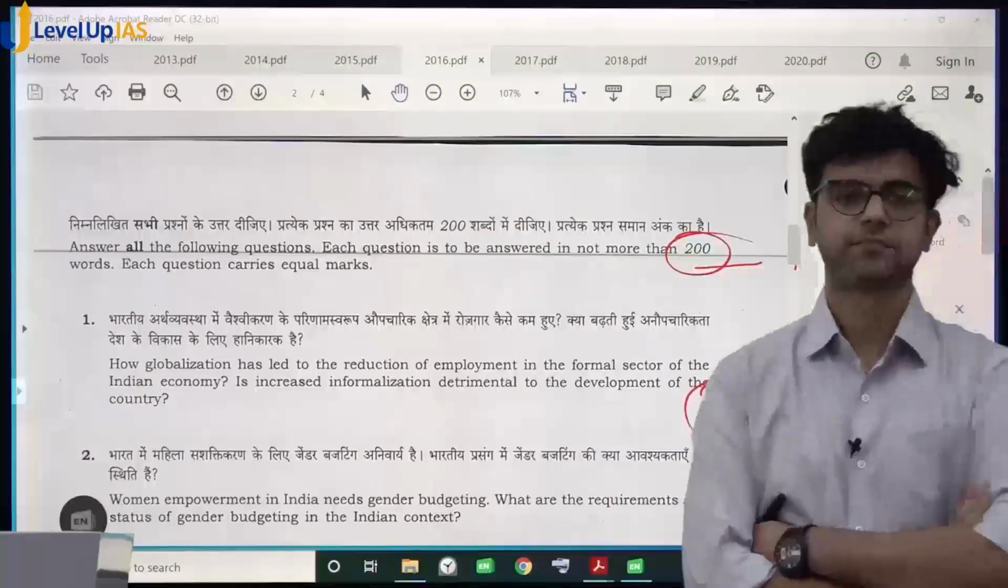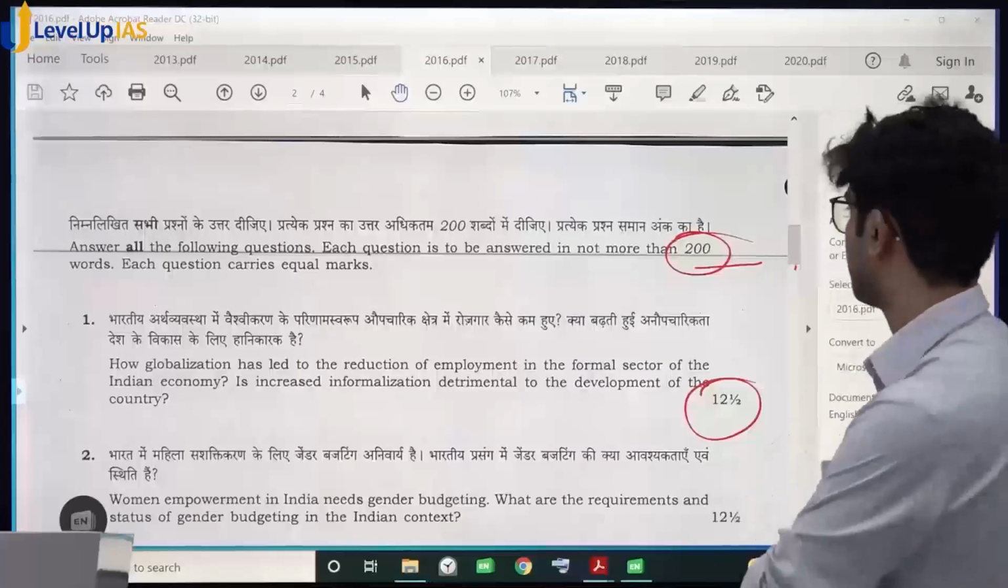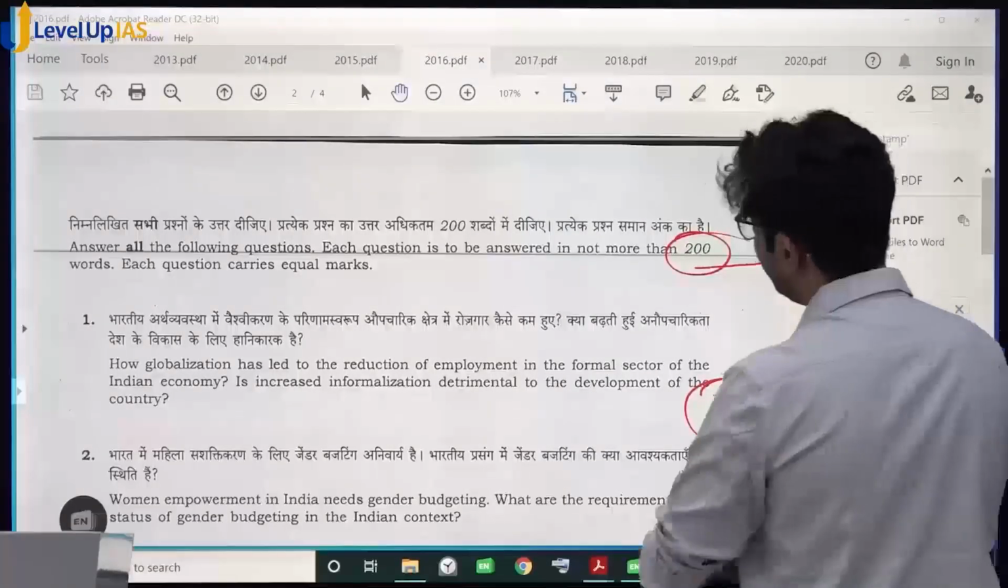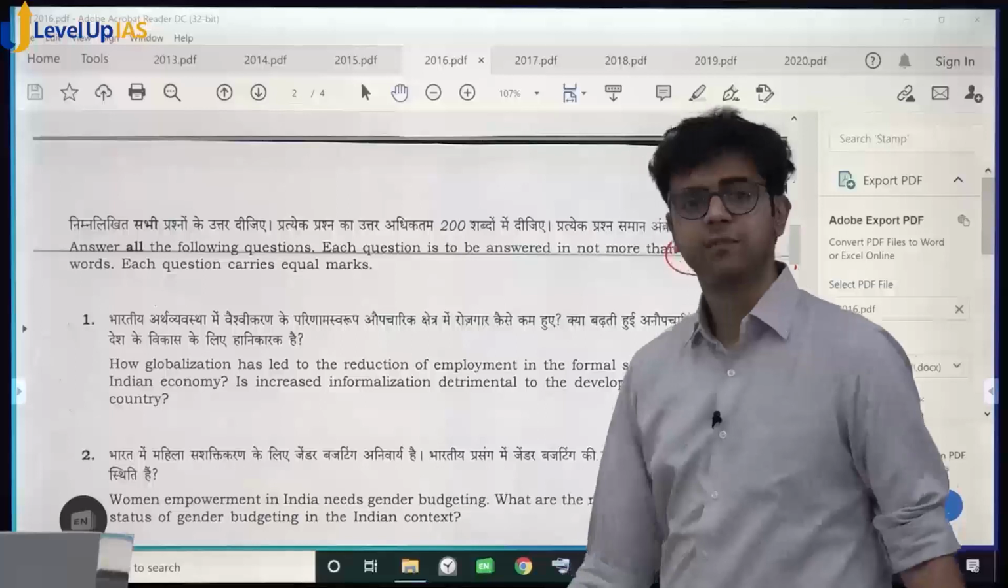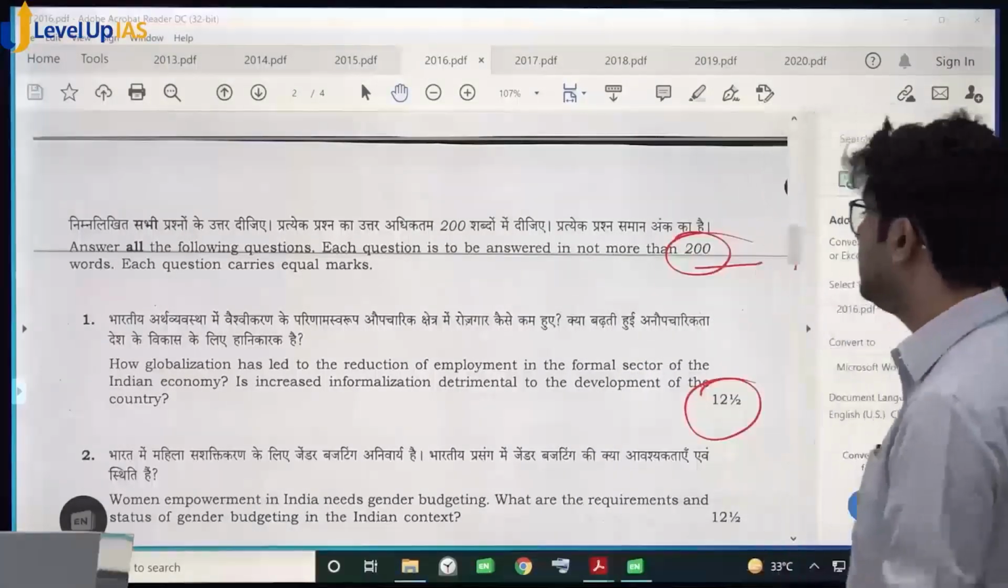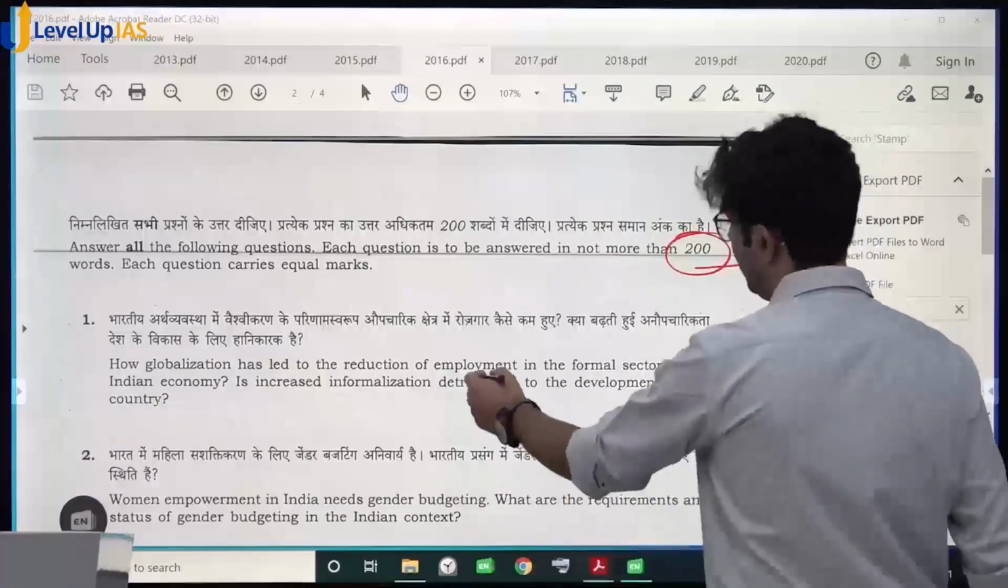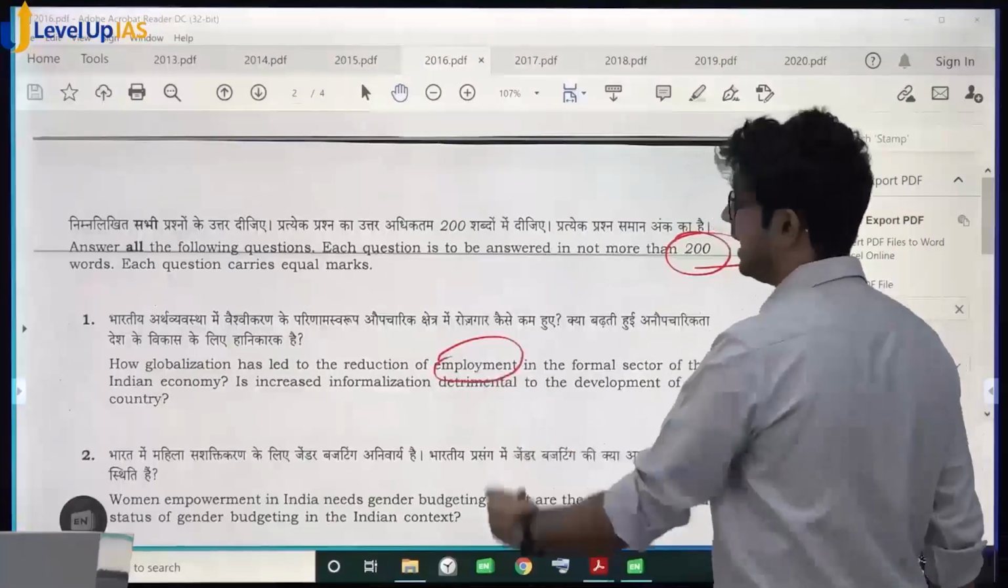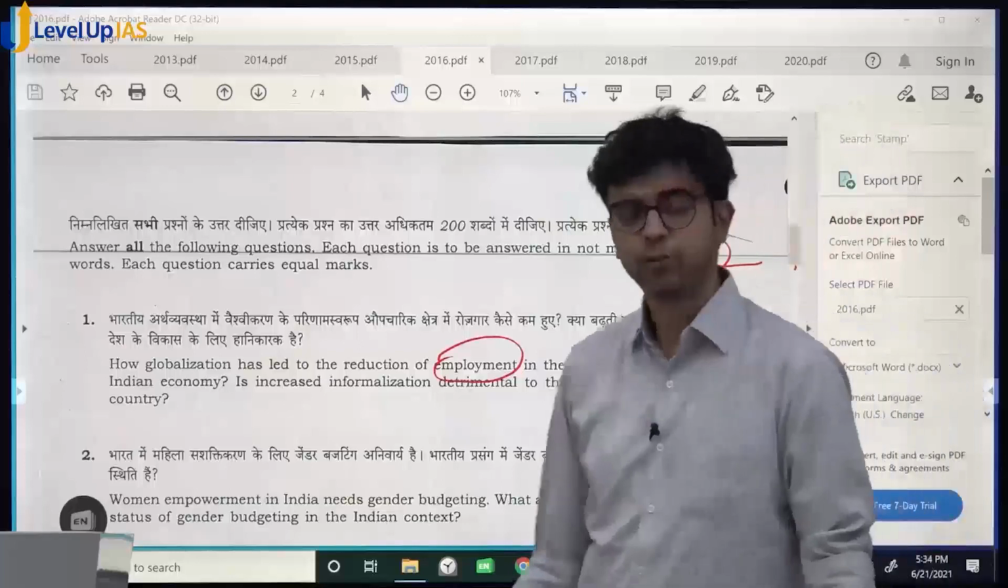Right? So you might say it is from point 8 because it is effect of liberalization on Indian economy. You are absolutely right. You might say it is point 1 because of the word employment. You are also absolutely right. This has shades of both point number 1 and point number 10.